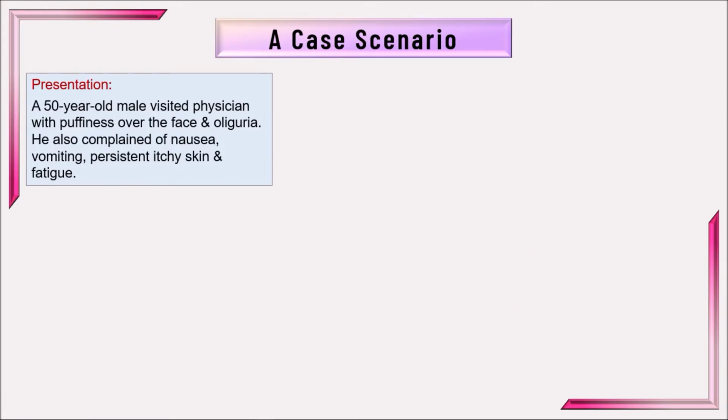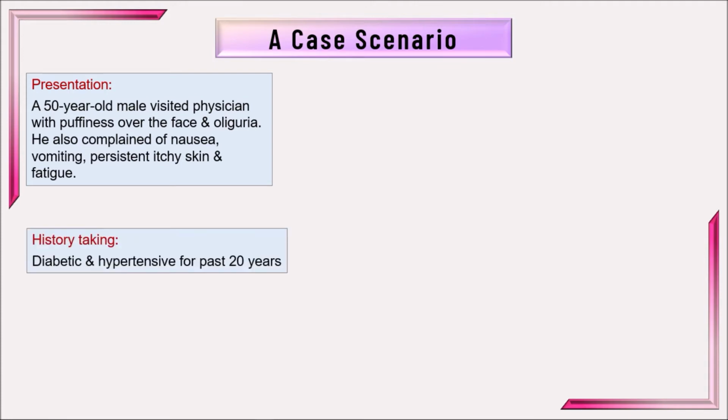A 50-year-old male visited a physician with chief complaints of puffiness over the face and oliguria. He also complained of nausea, vomiting, persistent itchy skin and fatigue. History taking revealed he was diabetic and hypertensive for the past 20 years.